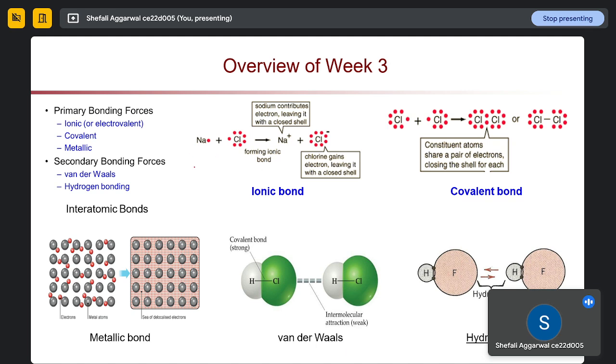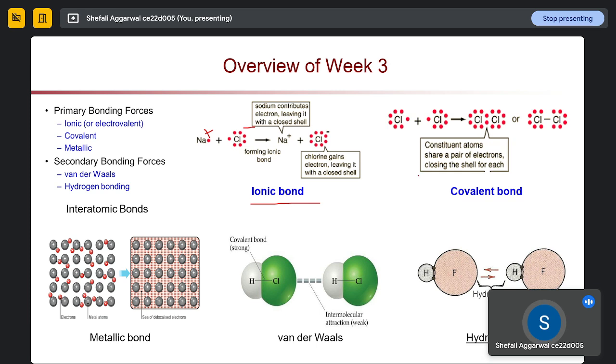If we say sodium chloride, sodium is positive, it can give one electron, and chlorine is negative, it can gain one electron, and these two react with each other. This electron is given to the chlorine, and this is called an ionic bond. That means transfer of electrons between two dissimilar atoms.